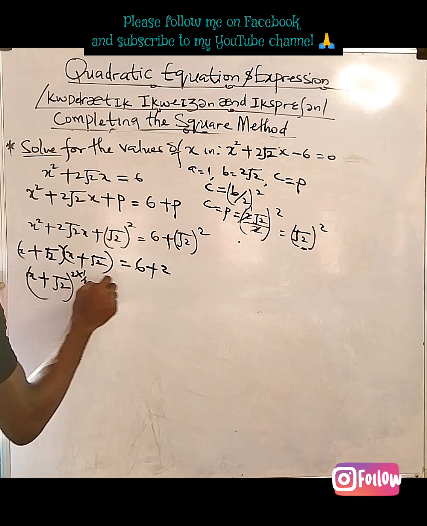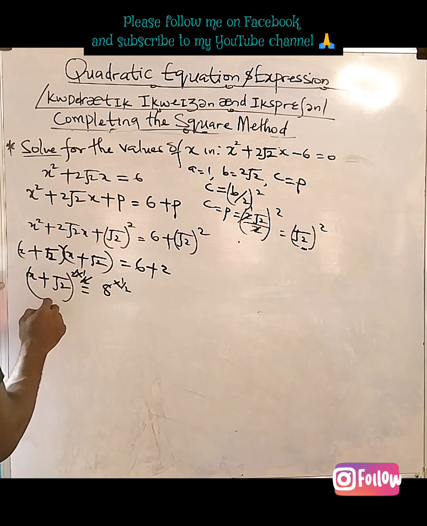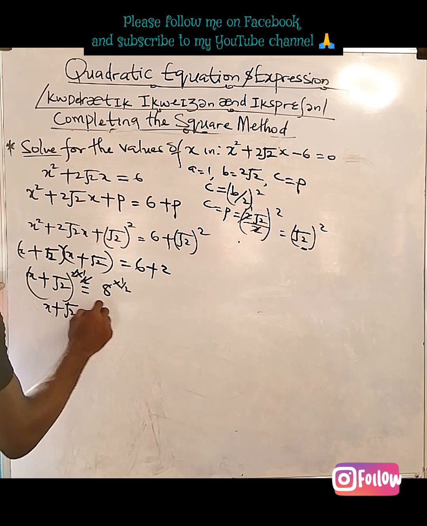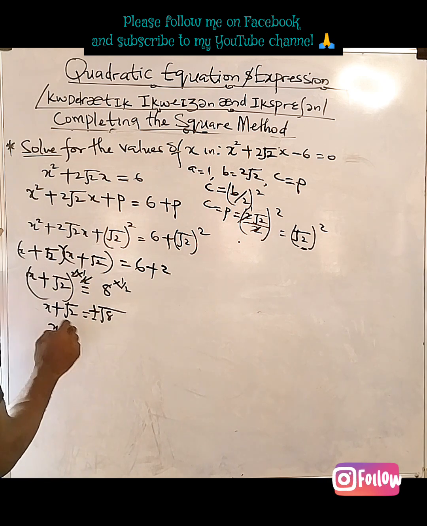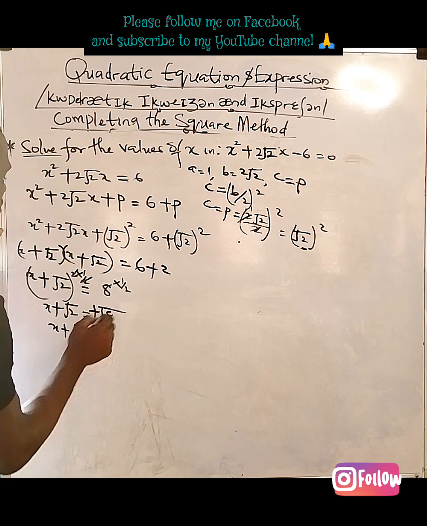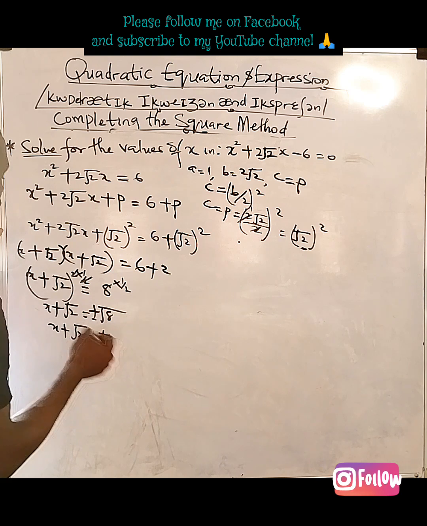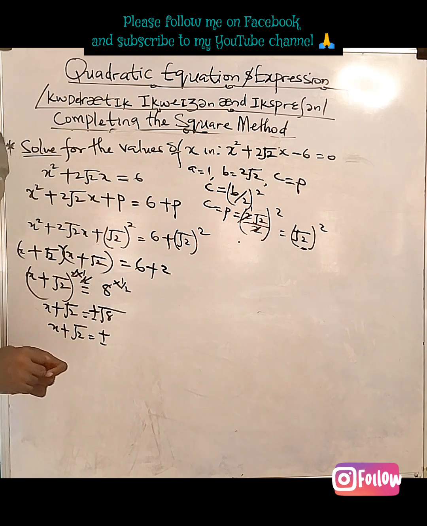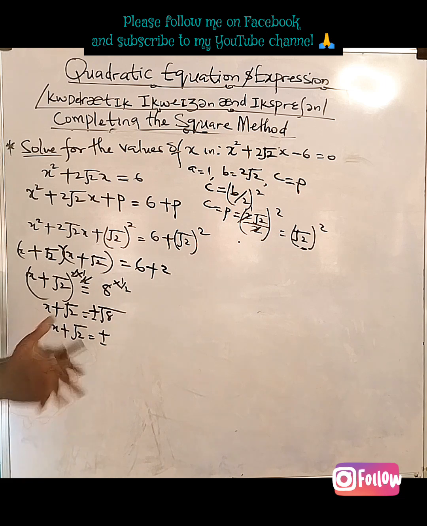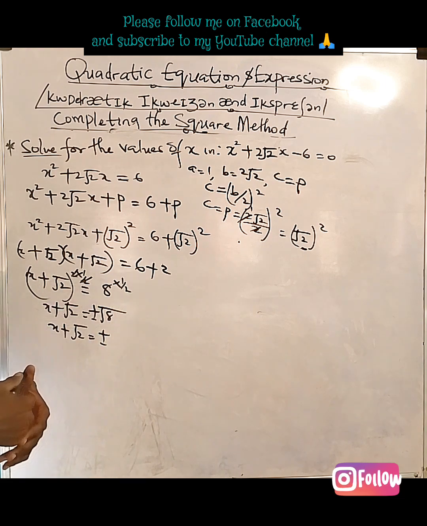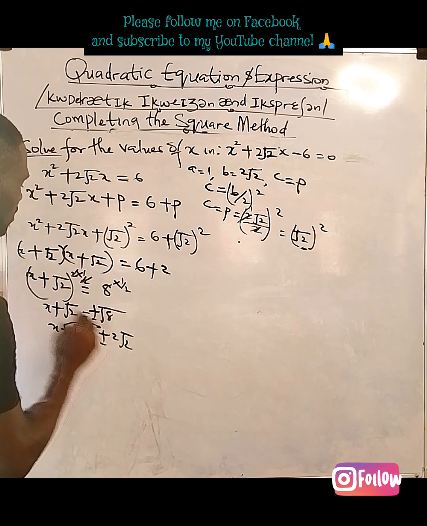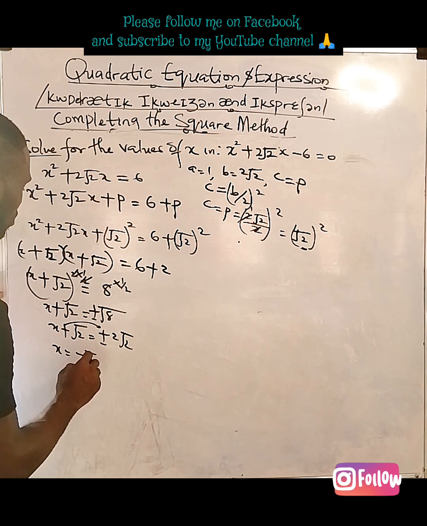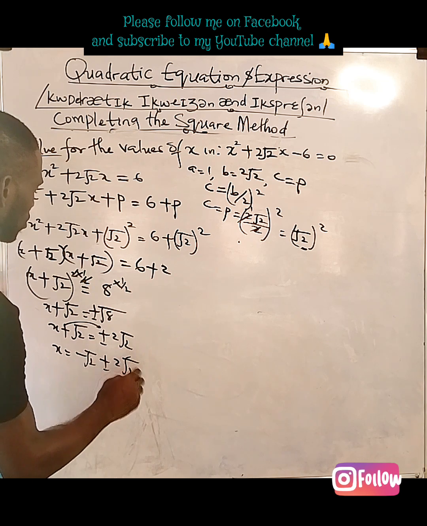Now we take the square root of both sides. So x plus root 2 equals plus or minus the square root of 8. Don't forget, even roots take plus or minus. Root 8 is root 4 times 2. You understand surds, because I've taught surds already in some of our previous lessons, so you know what it takes. Root 8 is 2 root 2. Turn this over, so x is minus root 2 plus or minus 2 root 2.